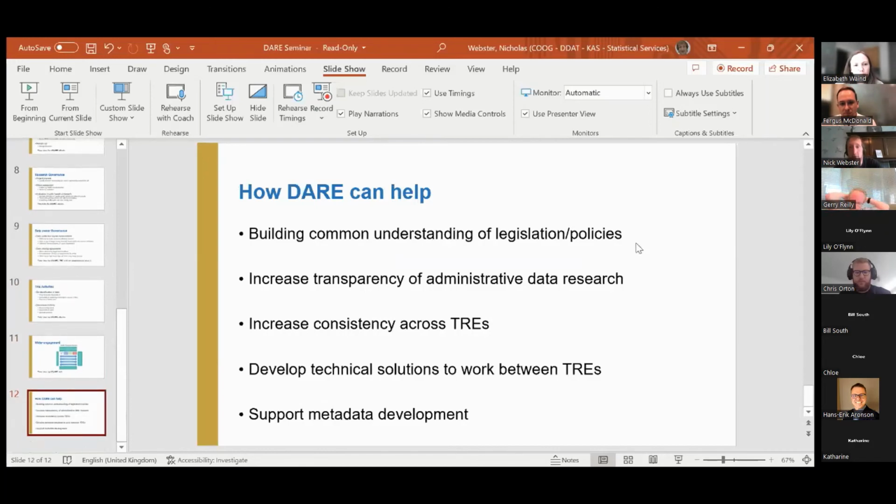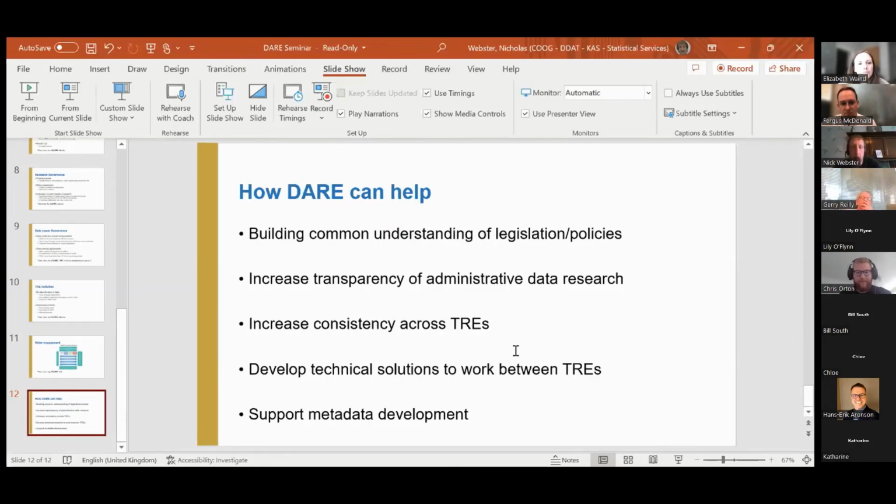Increase transparency of administrative data research, so making sure that we are shouting that we are doing this, but it's safe, it's secure, and inviting not just stakeholders in, but the general public in to engage with this work. And that just makes it all so much more transparent and safer, but it means that we're also getting feedback from people on the ground.